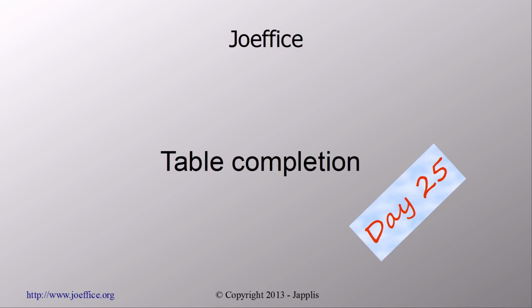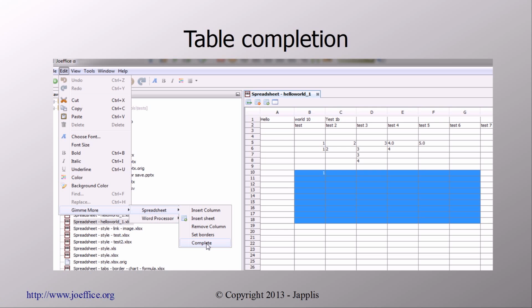This is already day 25. With tab completion, sometimes you need to fill data that follow each other, such as numbers or dates, and here is a way to automatically fill your spreadsheet based on a sequence.